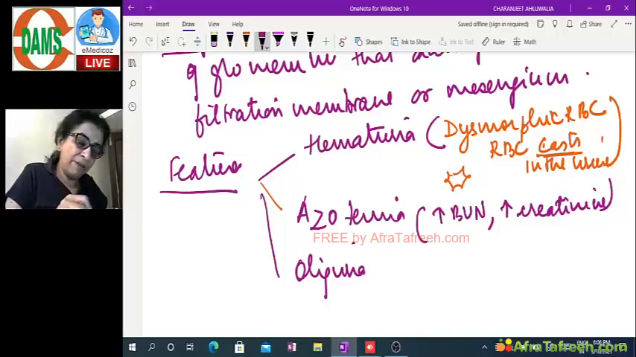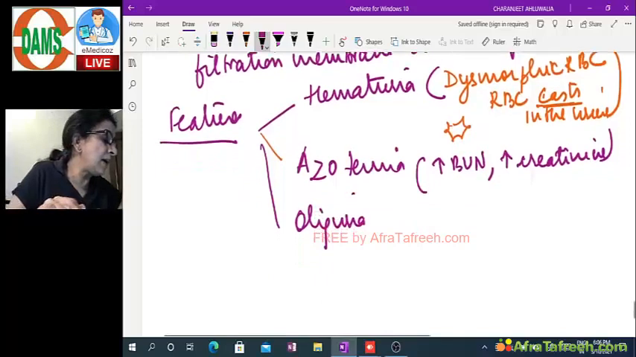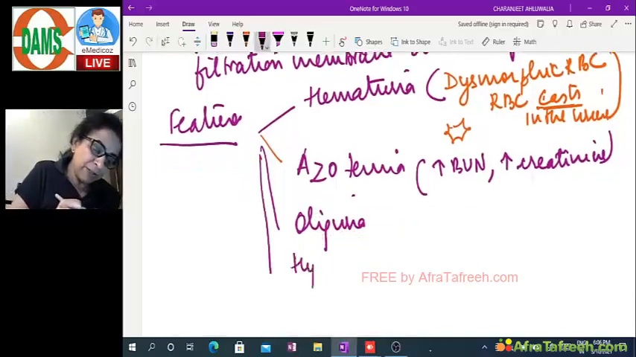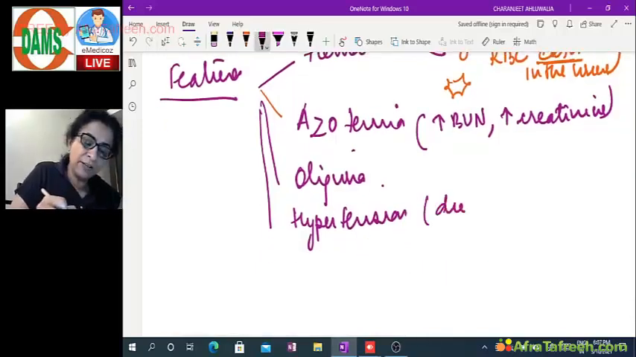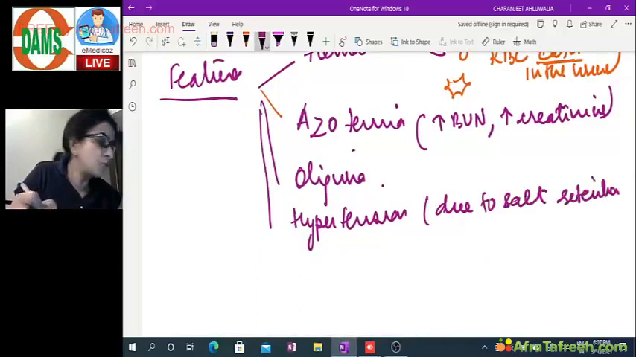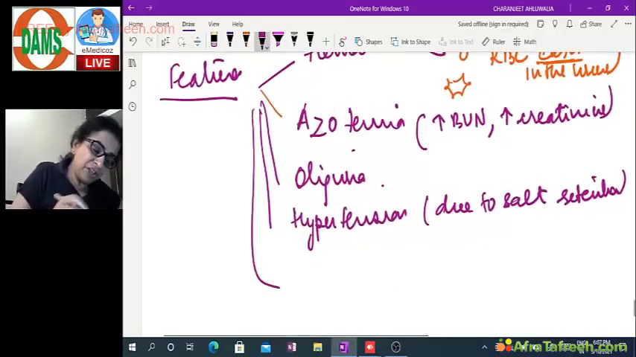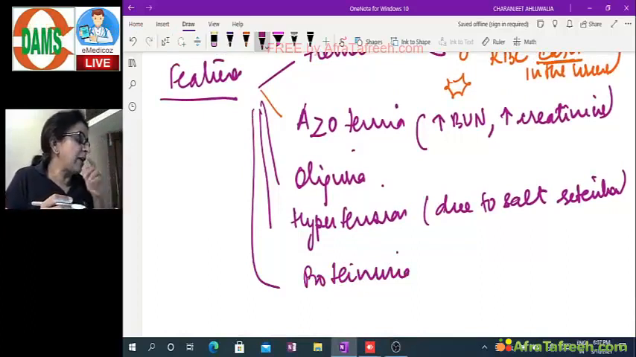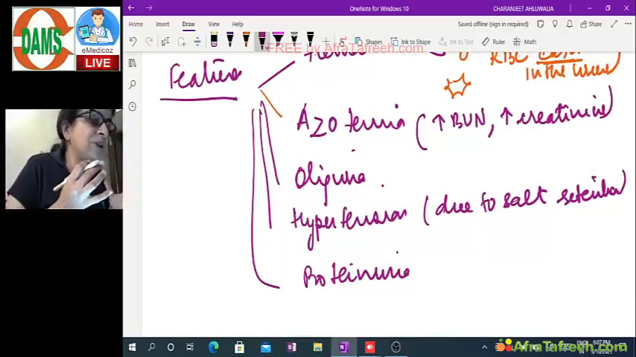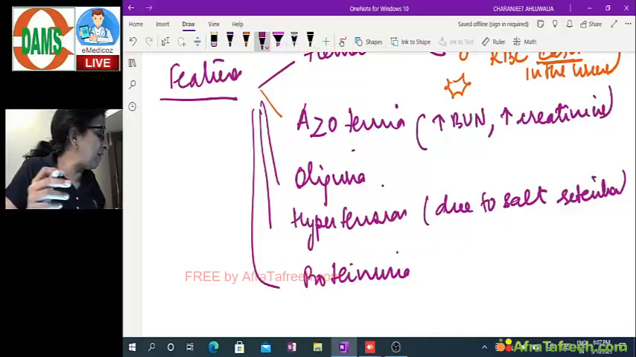So you have hematuria, azotemia, oliguria. Fourth feature is hypertension. This is due to salt retention. And fifth feature is proteinuria. Okay, now I will write here proteinuria is there. Proteinuria can be less or it can be more. In proteinuria also, after this I will talk about nephrotic syndrome.